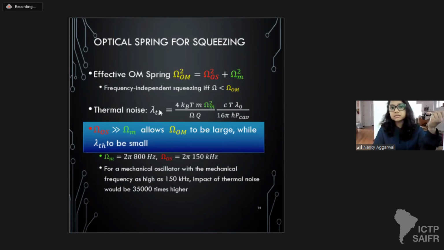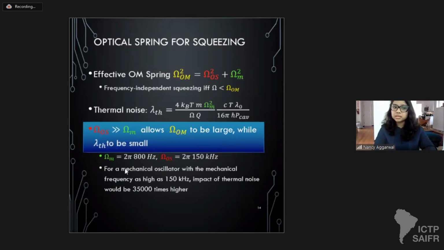And we see here that the thermal noise, of course, goes as temperature, but it goes as the square of the mechanical frequency. So intuitively, you would want to lower the mechanical frequency to lower the thermal noise if you wanted to keep the temperature fixed. But that meant that if we didn't have an optical spring, we would have to measure below the mechanical spring frequency. So if we pick a very large optical spring, it allows the combined optomechanical frequency to be large, but still keeps the thermal noise low.